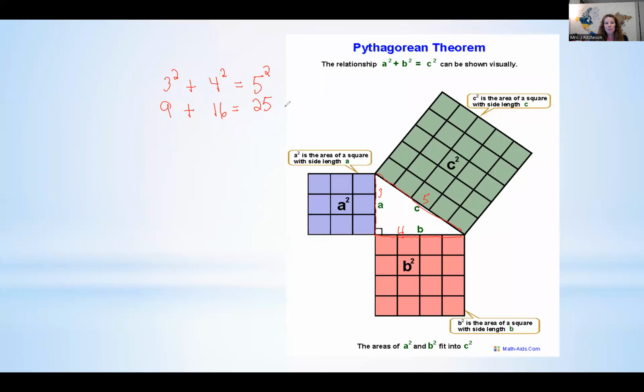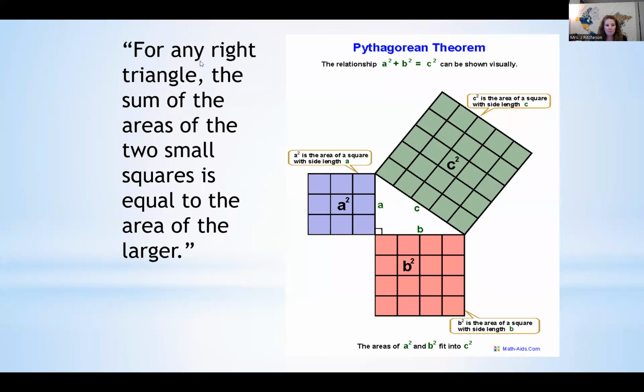That is true. And Pythagoras figured out that if you take any perfect squares like these, and they fit together so that the corners touch, you will find a true statement like this over and over again. Only with perfect squares. And they always form a right triangle in the middle of them if you stick those corners together. So that's what all that means. For any right triangle, the sum of the areas of the two small squares is equal to the area of the large square.